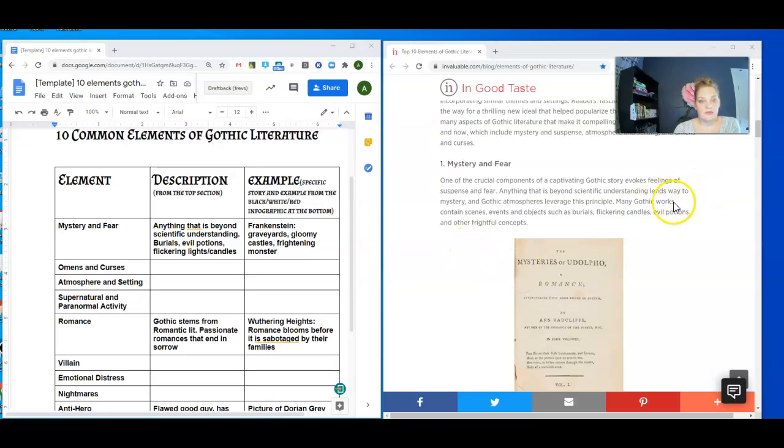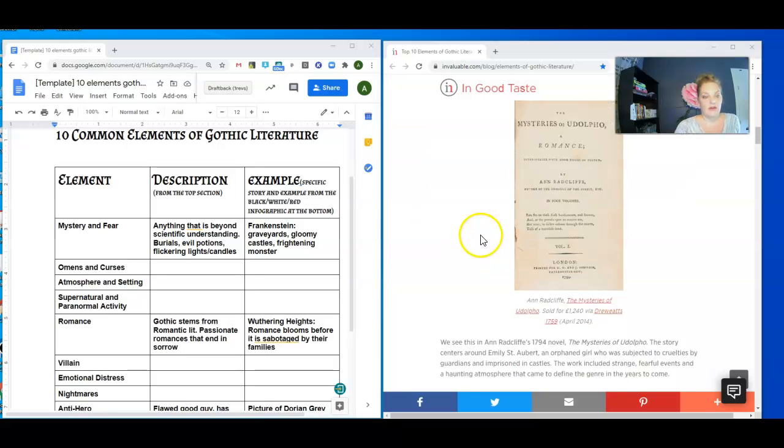So it talks about many Gothic works contain scenes and events, such objects like burials. We don't have a distinct answer as to what happens after we die. Lots of people have different viewpoints and beliefs on it, but there's no definitive answer. Flickering candles, think about that same way as flickering lights, like all of a sudden, the lights going on and off. There's no scientific explanation for why that would be happening, what's making that happen. Evil potions, other frightful concepts that we can't explain how this dark magic or whatever it is working.